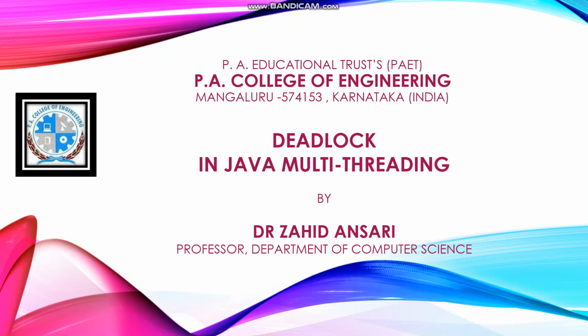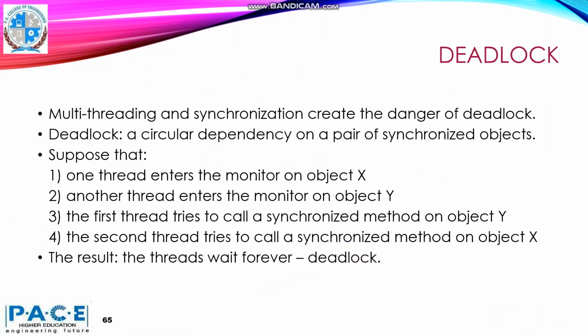In this video, I am going to discuss deadlock in Java multithreading with the help of an example. What is deadlock? Multithreading and synchronization create the danger of deadlock. Deadlock is a circular dependency on a pair of synchronized objects.